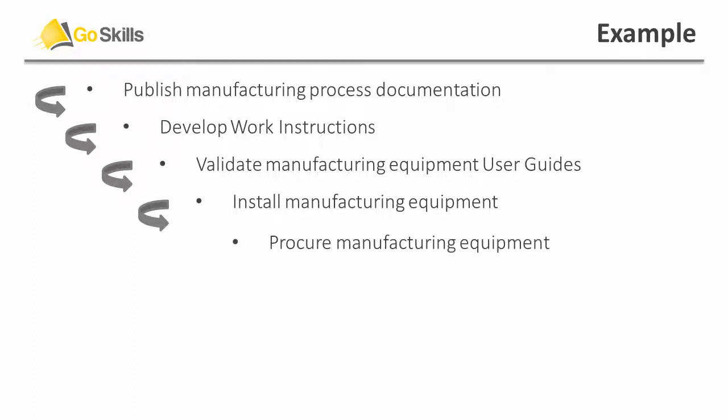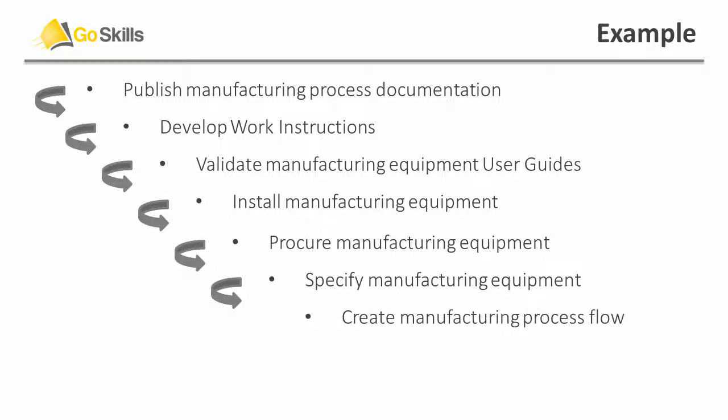And before we can procure the equipment, we have to have specified what that equipment needs to do so that the vendor is able to make the right equipment for us. And as I'm sure it's obvious to you, that before we can specify the equipment, we have to understand how this product is to be manufactured. The work is described in our manufacturing process flow, which is all the steps that the manufacturing process must go through in order to build the new product.